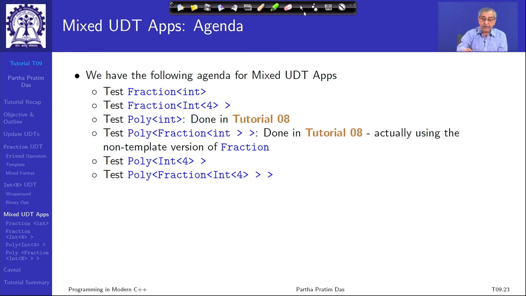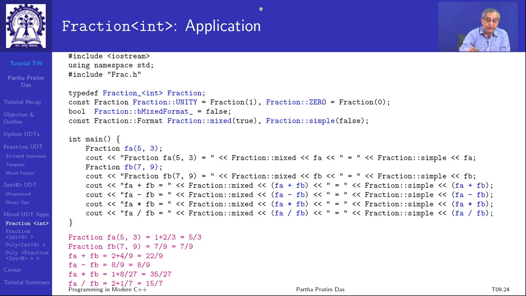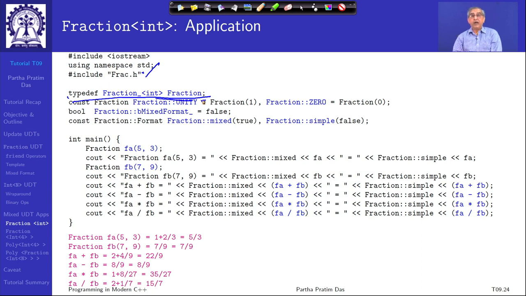For the remaining slides there is nothing much to discuss, because once we have done this, it should simply work. Say if we have a fraction for int, then you include the fraction class and you typedef fraction_int as fraction, and then you do these operations. Everything should happen as expected.